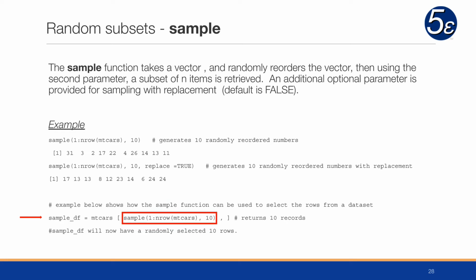If we put this sample inside of the rows section of a data frame, we will be able to choose 10 randomly selected rows from that dataset. That's what we have in this here: mtcars[sample(1:nrow(mtcars), 10), ]. Select 10 numbers from the number of rows that are in mtcars. We use those numbers that are selected as a sample to choose the records out of the mtcars. And now sample_df will have a randomly selected 10 rows.